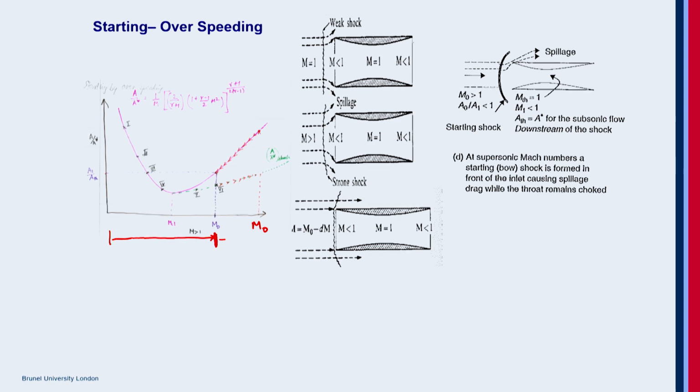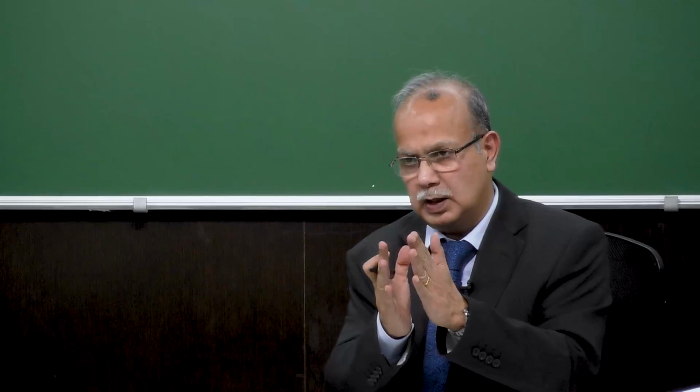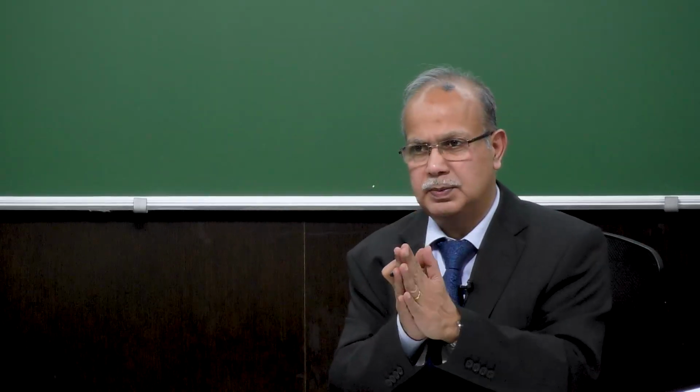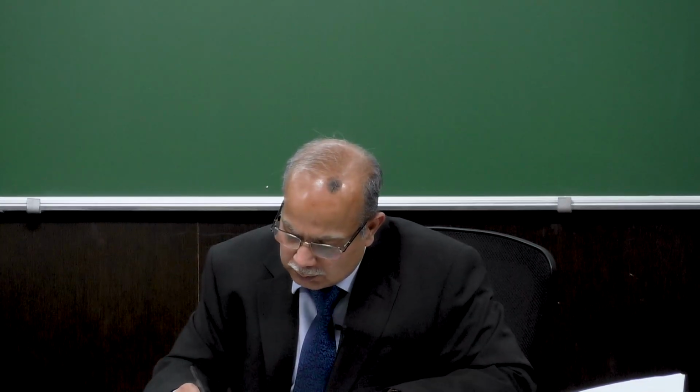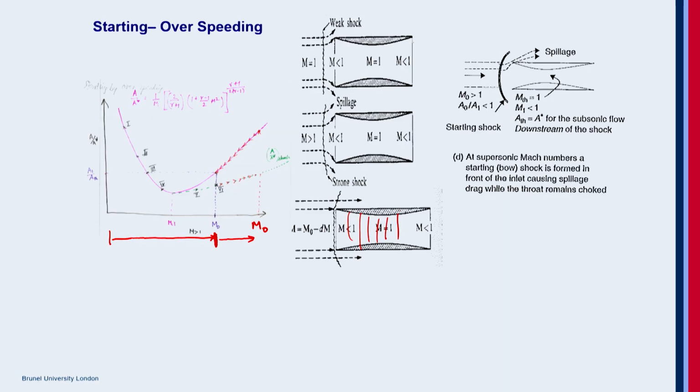To start it, overspeed it. You increase the speed, bring the shock to the incipient lip position. Once it is at the incipient lip position, the shocks are unstable in the convergent part. It will quickly get swallowed up. The shocks will quickly move in and then it will come up here. Then you will end up in a situation where you have a convergent divergent one. The shock is here. The flow all through is isentropic.